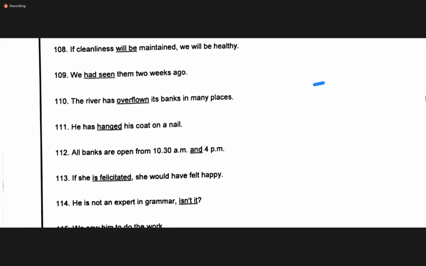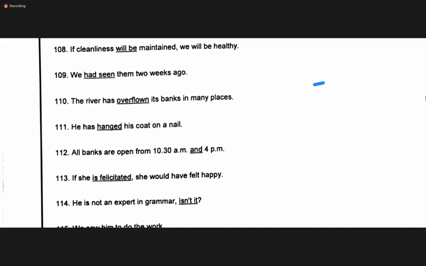Next, 113. If she is felicitated, she would have felt happy. Would have felt means third type. Third type means the if clause contains past perfect, but it is in the passive voice. If she had been felicitated, she would have felt happy. The answer is had been felicitated. Past perfect.